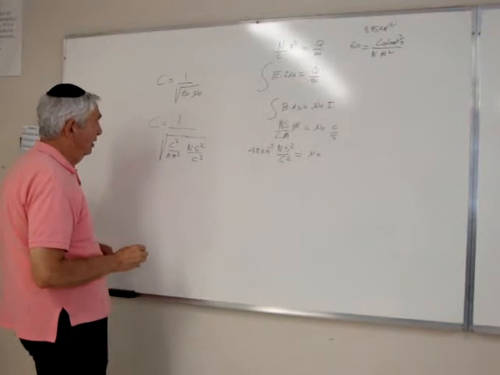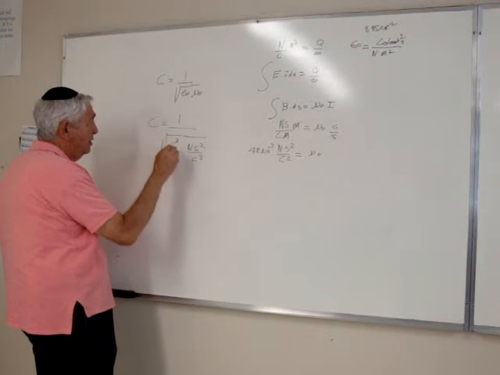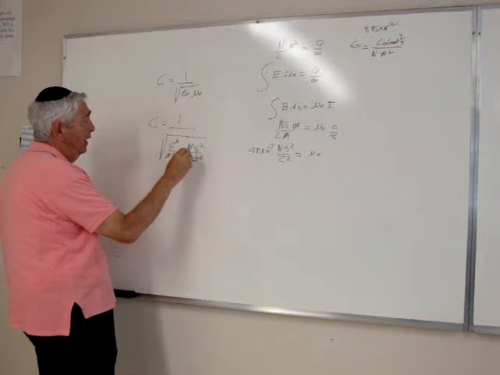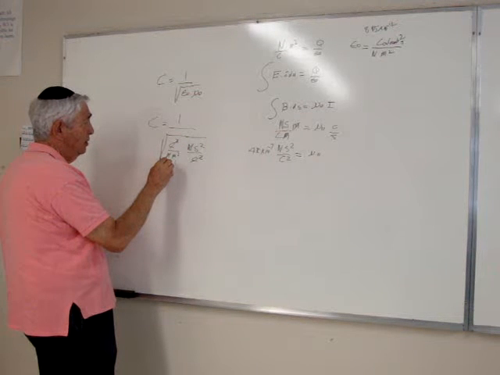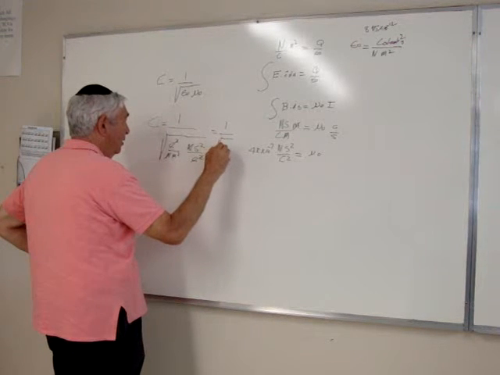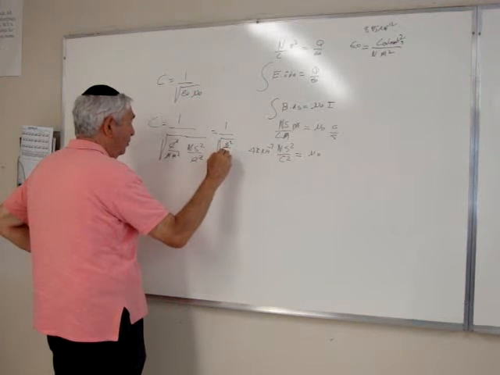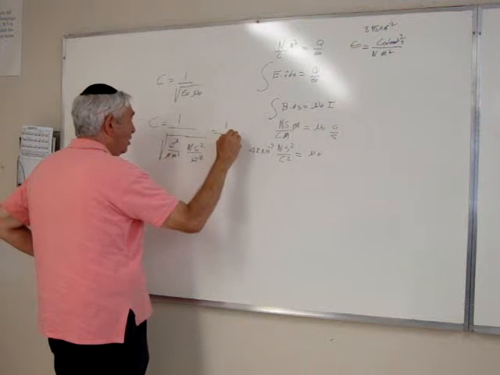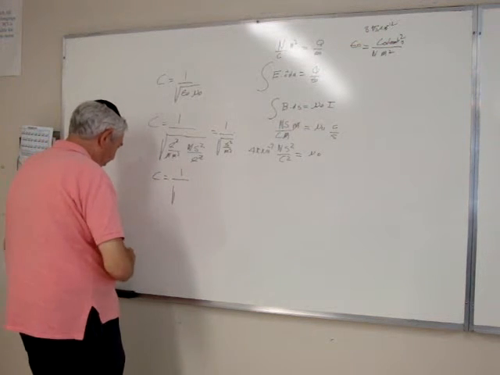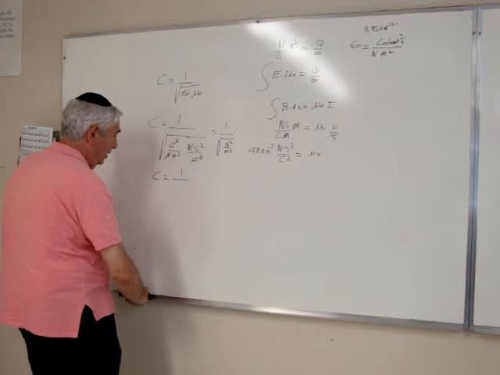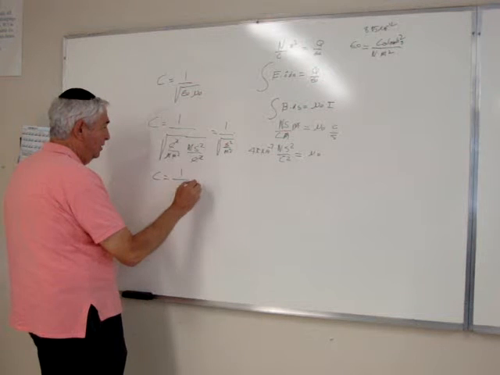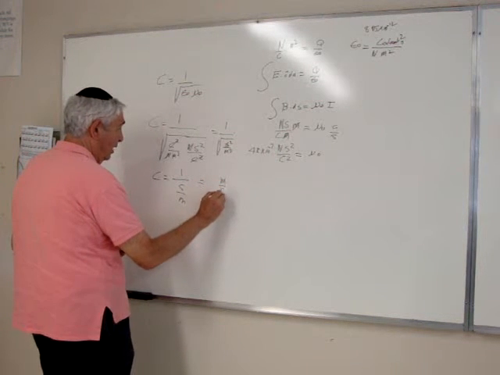So what happens here? This goes out with that, and this goes out with that. And what I have is seconds squared over meters squared. So this comes out to be 1 over the square root of seconds squared over meters squared. So that's going to be 1 over seconds per meter. Okay, and that turns out to be meters per second.